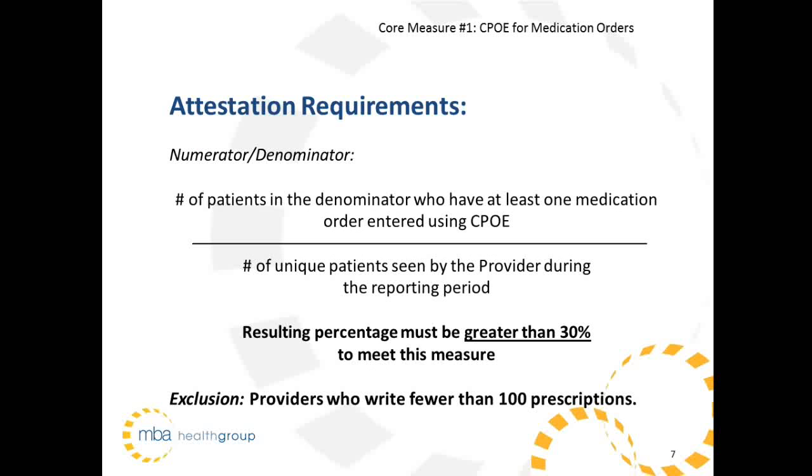The attestation requirements of this measure include a numerator and a denominator. The numerator of this measure is the number of patients in the denominator who have at least one medication order entered using CPOE, and the denominator is the number of unique patients seen by the provider during the reporting period. The resulting percentage must be greater than 30% to meet this measure. A provider may be excluded from this measure if fewer than 100 prescriptions are written during the reporting period.